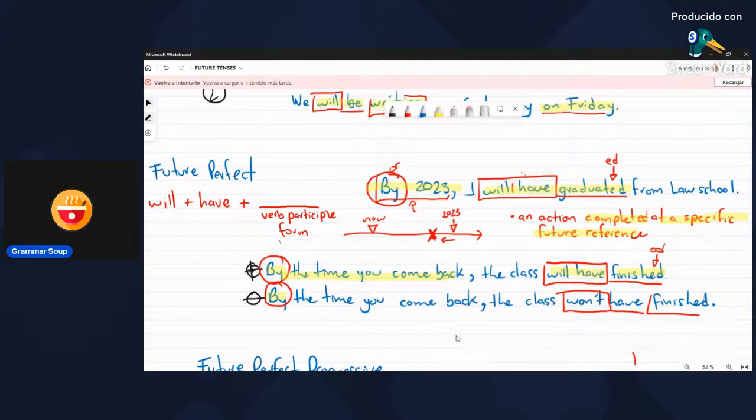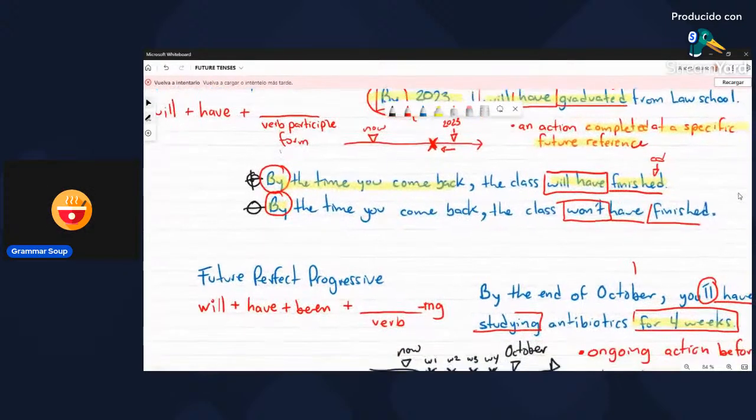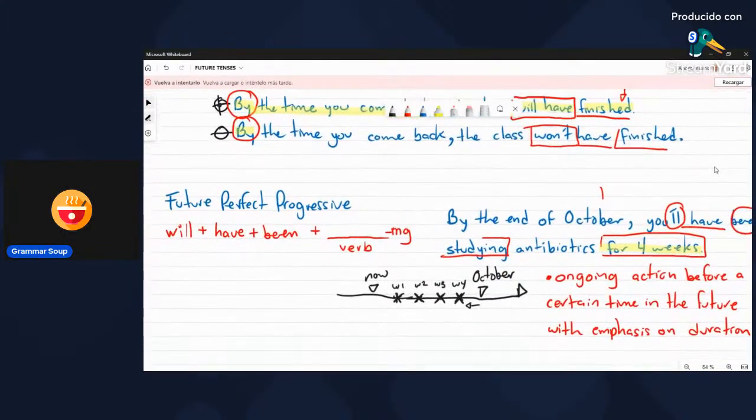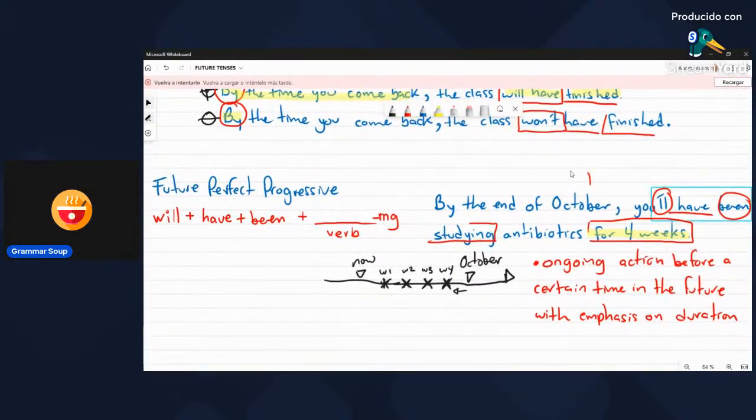And finally, the last tense we mentioned was the future perfect continuous. It's basically the same reason, but we mentioned that we use it for emphasis. We give emphasis on the duration of the activity, as you can see there. By the end of October, you'll have been studying antibiotics for 4 weeks now. Look at how many words we use: will, have, been, and then the ing form of the verb, because it's progressive.